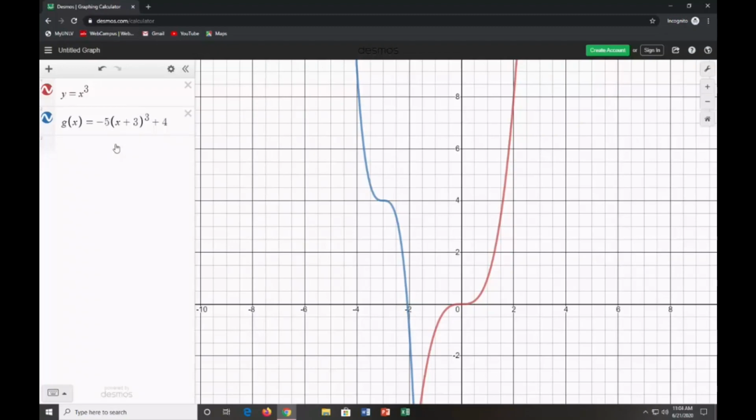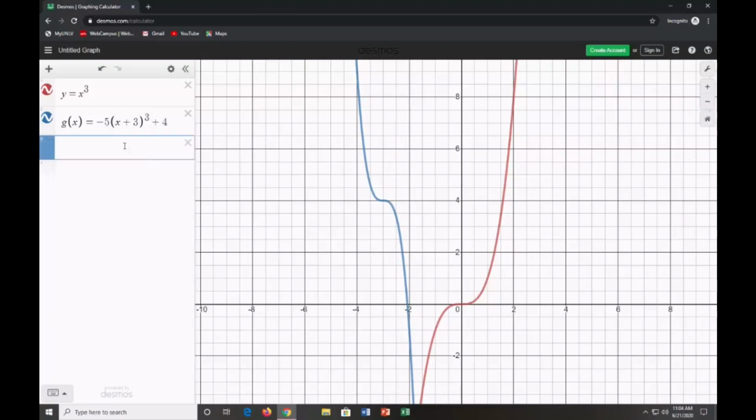Okay? And then what else happened? The h. What is h in this case? Inside the parentheses we have x plus 3, right? So h must have been negative 3. If h is negative 3, then the horizontal shift happens 3 units to the left. What about k? k is positive 4, so the vertical shift happens 4 units up.